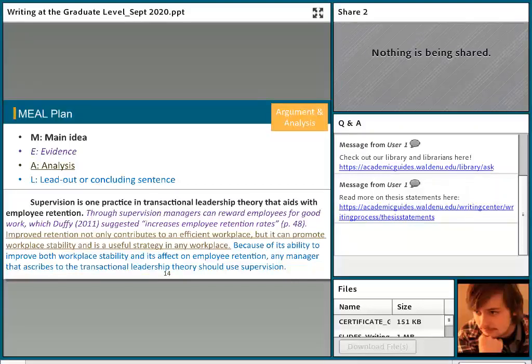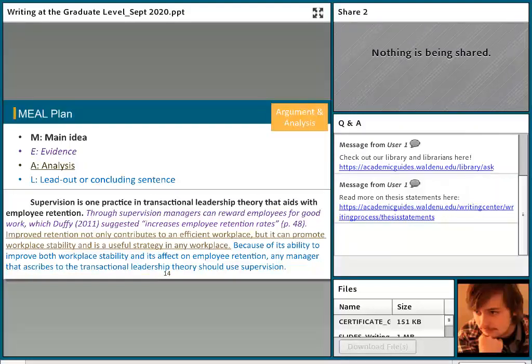Here's what this could look like in a really simple meal plan paragraph. Supervision is one practice in transactional leadership theory that aids with employee retention. So this paragraph is talking specifically about supervision. On a broader notion of this piece that we're using the example from here, the piece is about transactional leadership. So in this way, this specific paragraph connects back to the thesis statement. This is just one practice in transactional leadership that's important, right? So we have our topic sentence there.